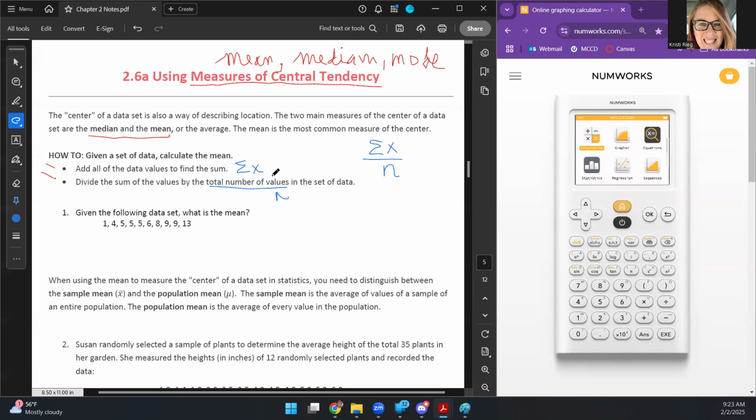Okay, so given the following data set, what is the mean? So all we're going to do is just add all of these numbers. 5, 5, 6, 8, 9, another 9, and then a 13.